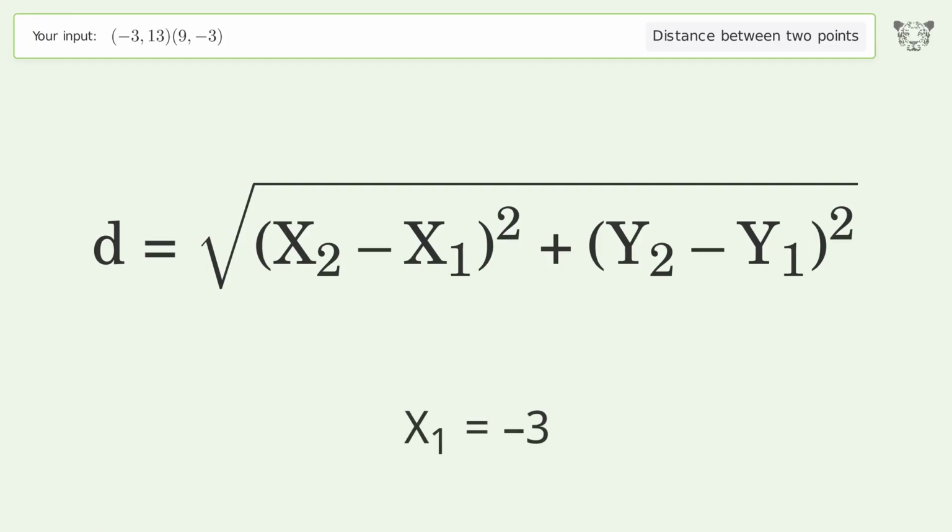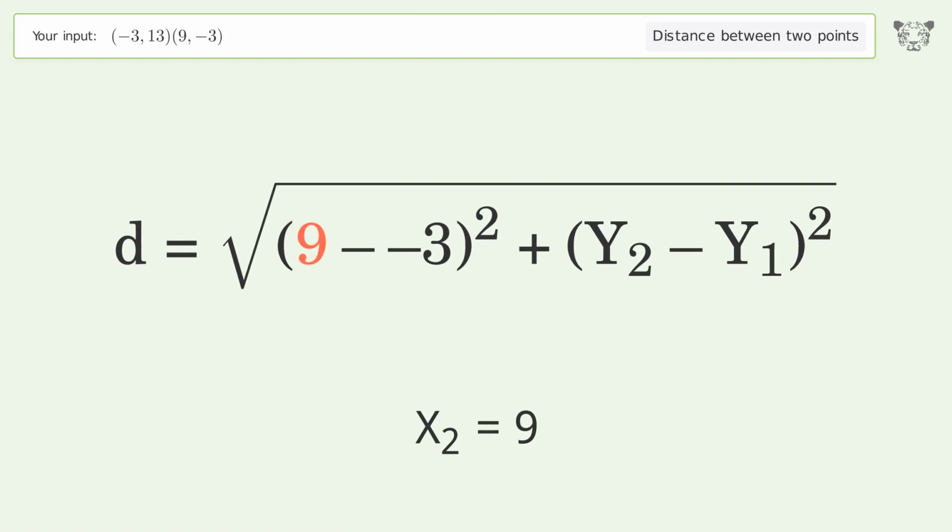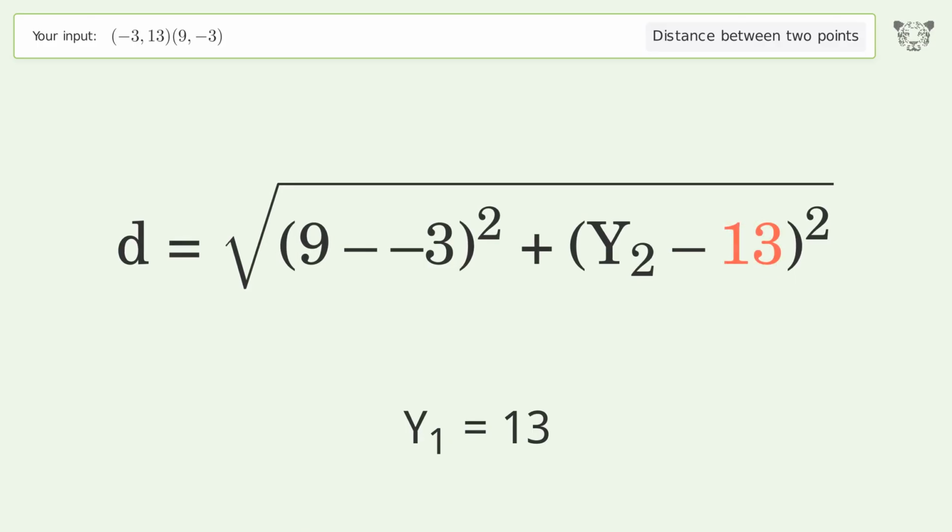x1 equals -3. x2 equals 9. y1 equals 13. y2 equals -3.